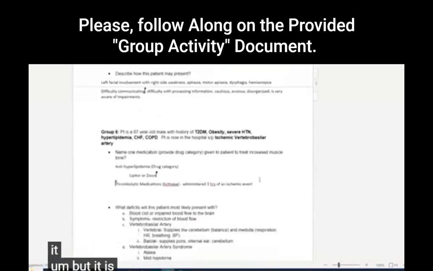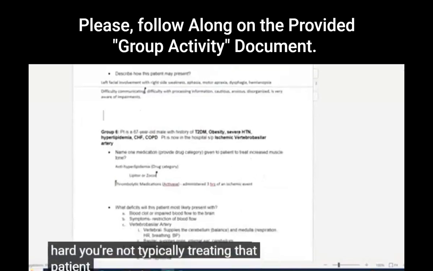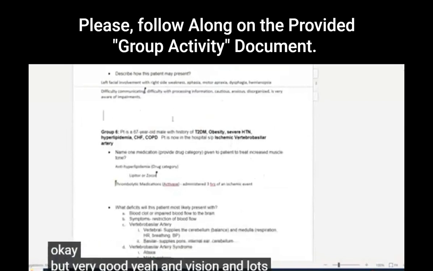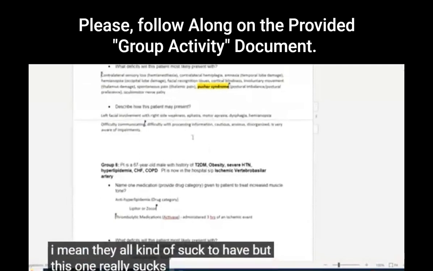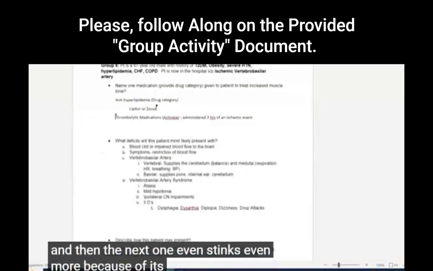But it is, I can tell you, very tough. It's very hard. You're not typically treating that patient by yourself. Okay, but very good. Yeah, and vision and lots of pain. They all suck to have, but this one really sucks. And then the next one even stinks even more because of its location.